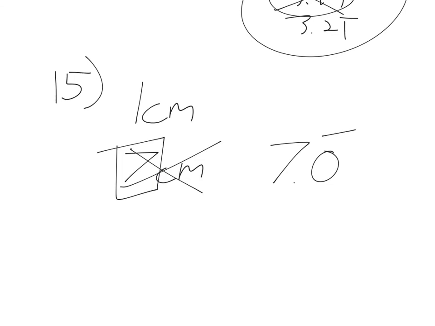But you're estimating that it's 0, that it's not above or below the 7 mark. And that's perfectly legitimate. Okay? So 7.0 would be correct for 15.